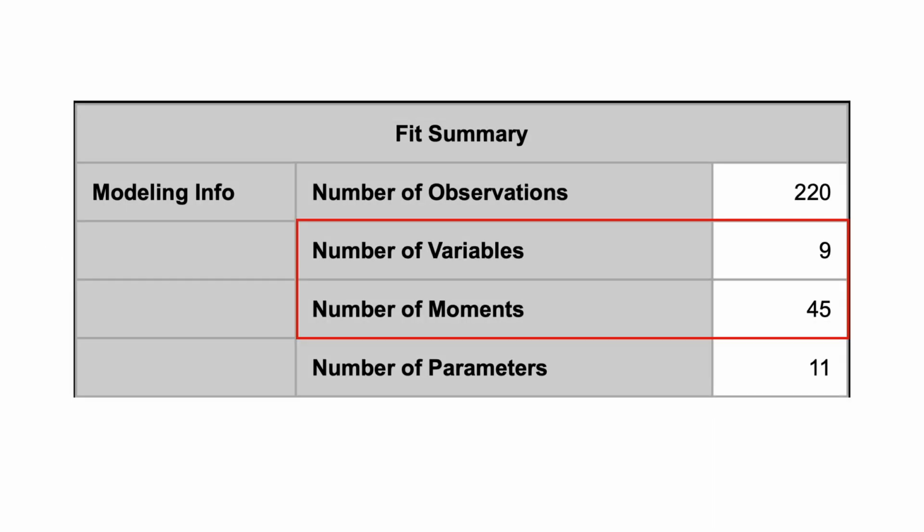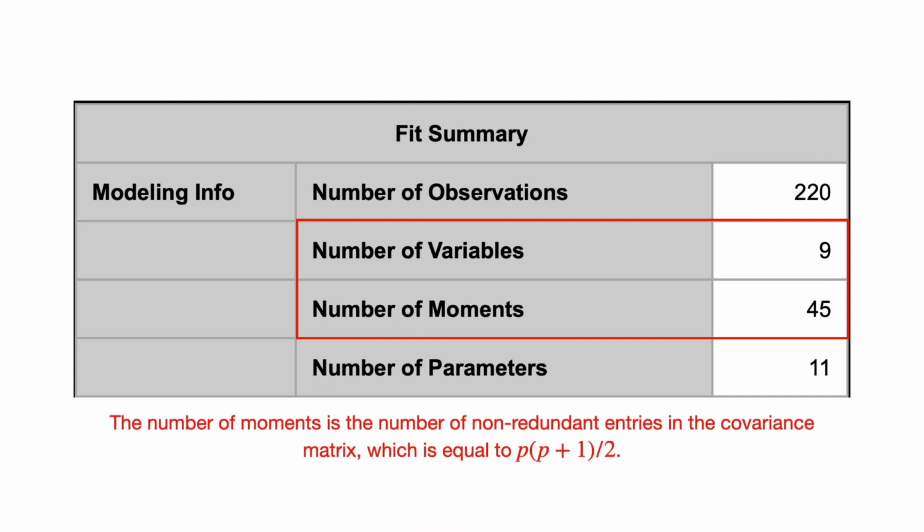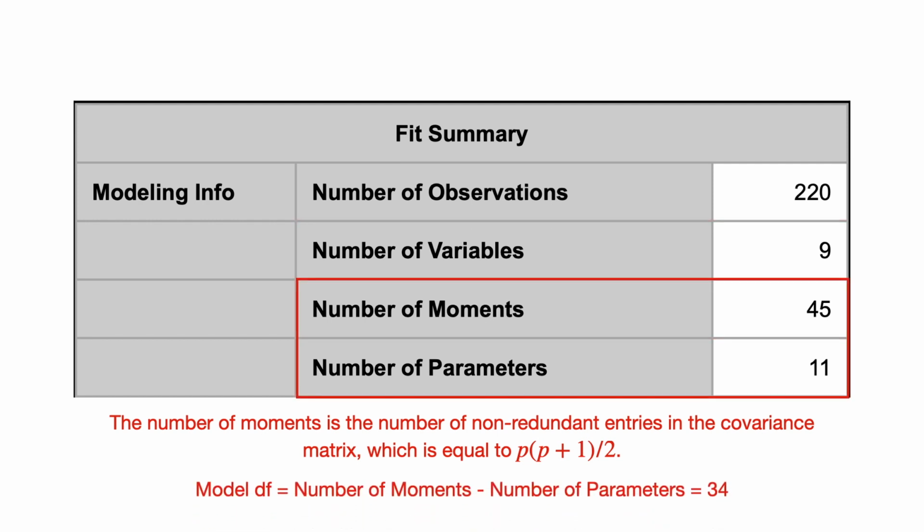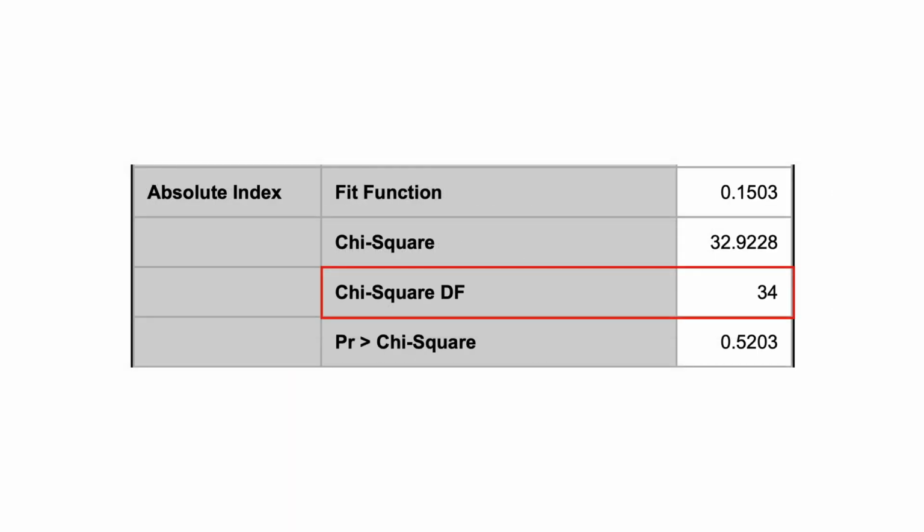So let's verify the specification of the model to SAS to make sure we've done it correctly. We see that we have 9 manifest variables in the model. That's correct. The number of moments is therefore 45. The model degrees of freedom is the difference between the number of moments and the number of parameters, 45 minus 11, or 34. That corresponds to what we see on this slide. And we also see that the model chi-square value is 32.9228. And so let's use this information to test the hypothesis.